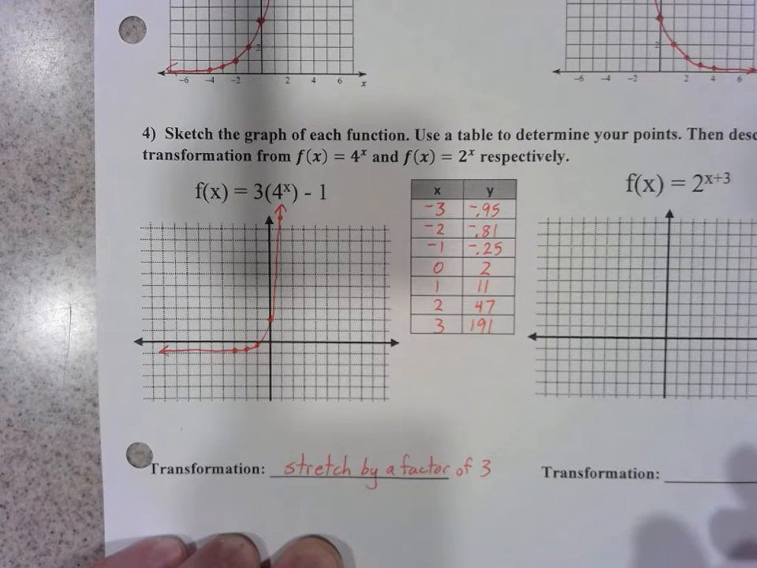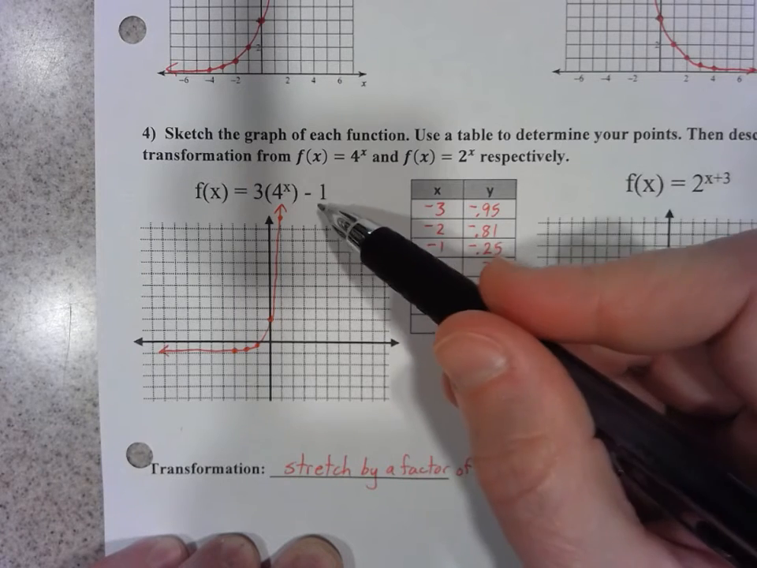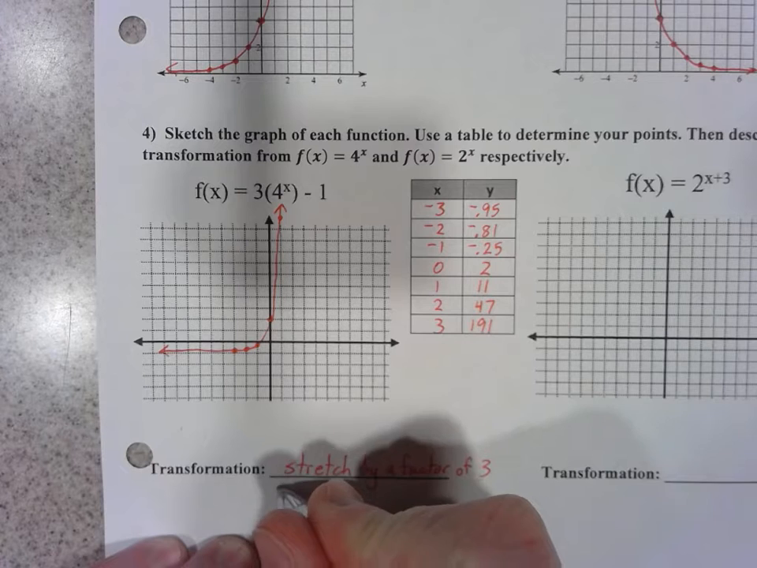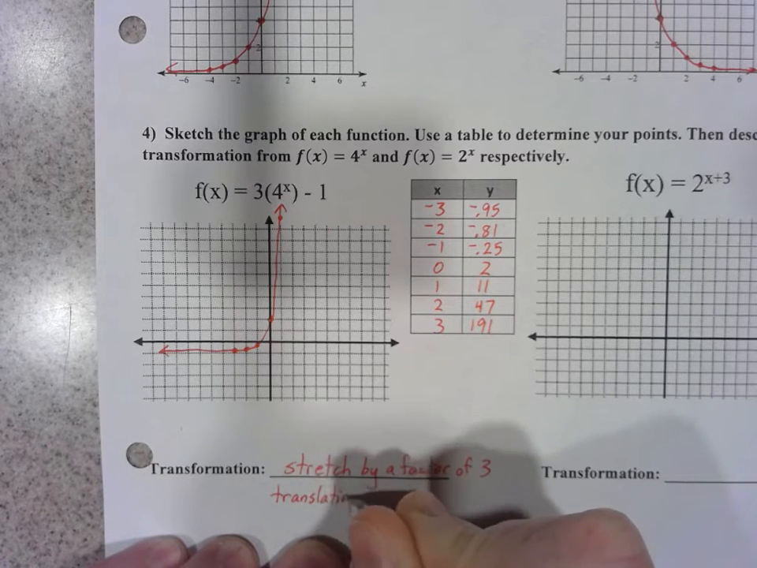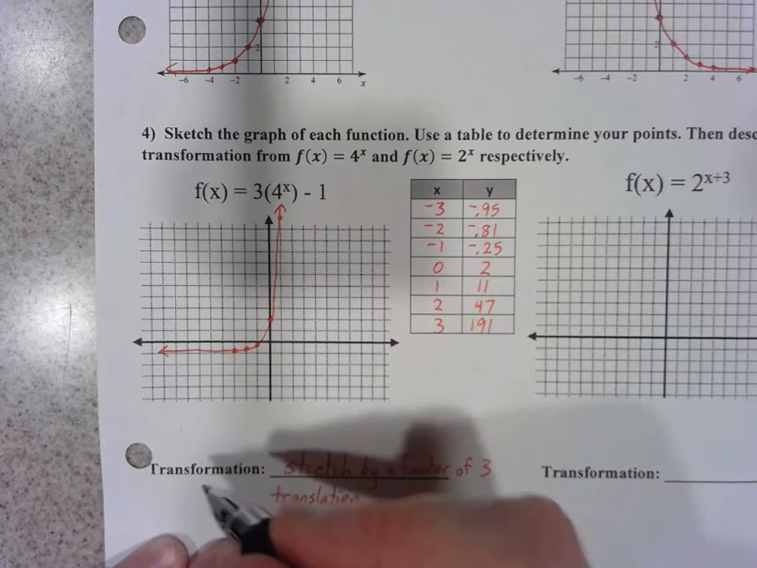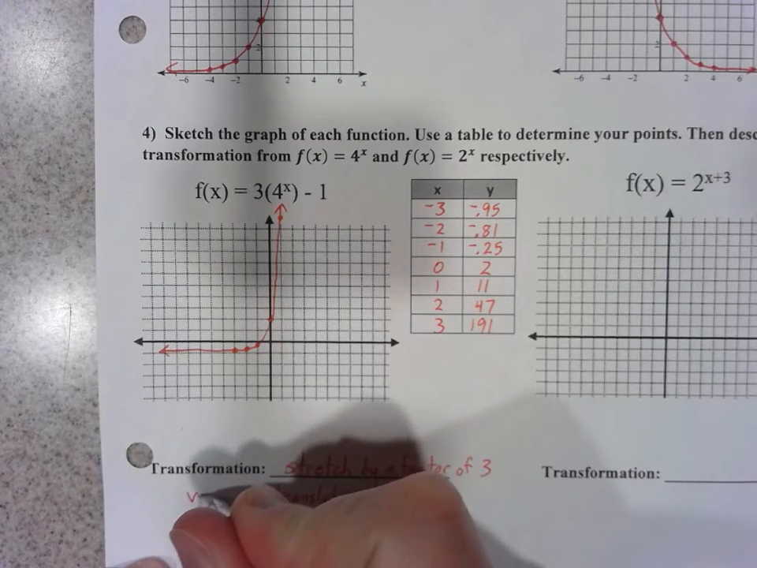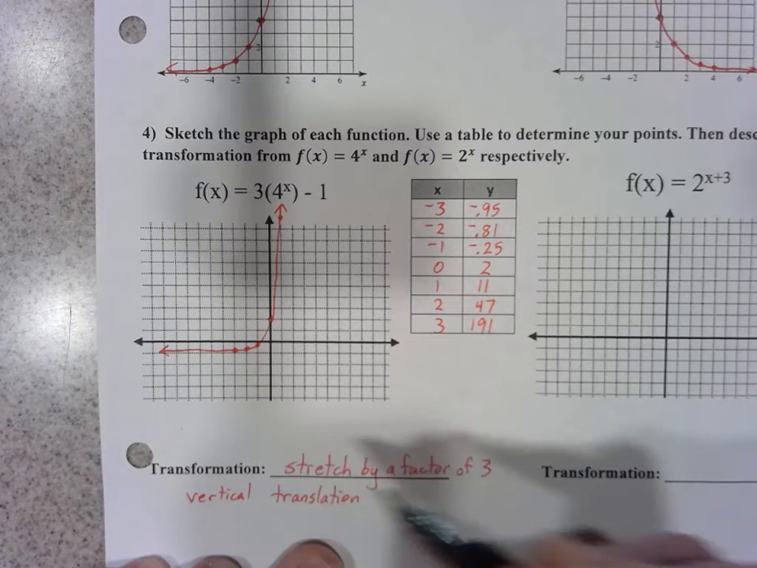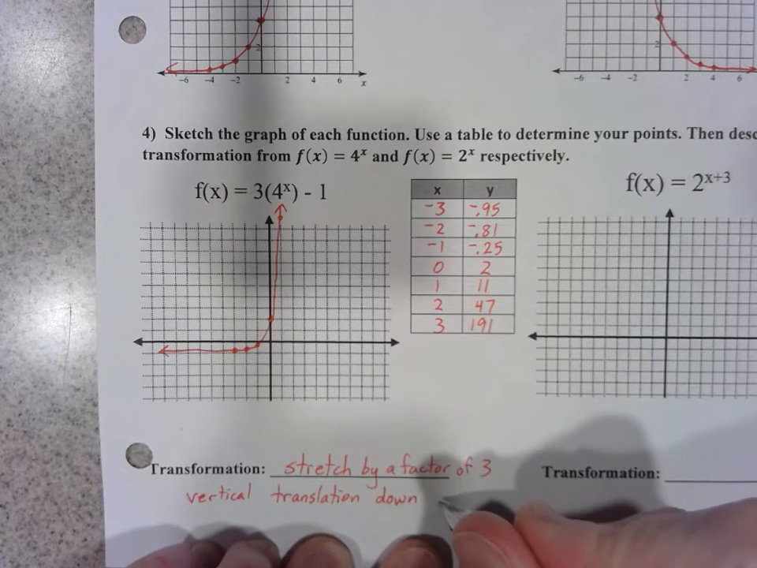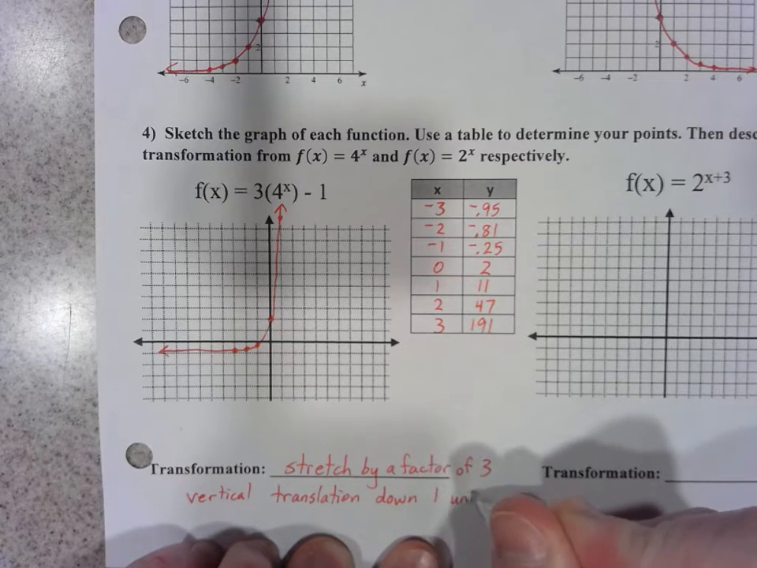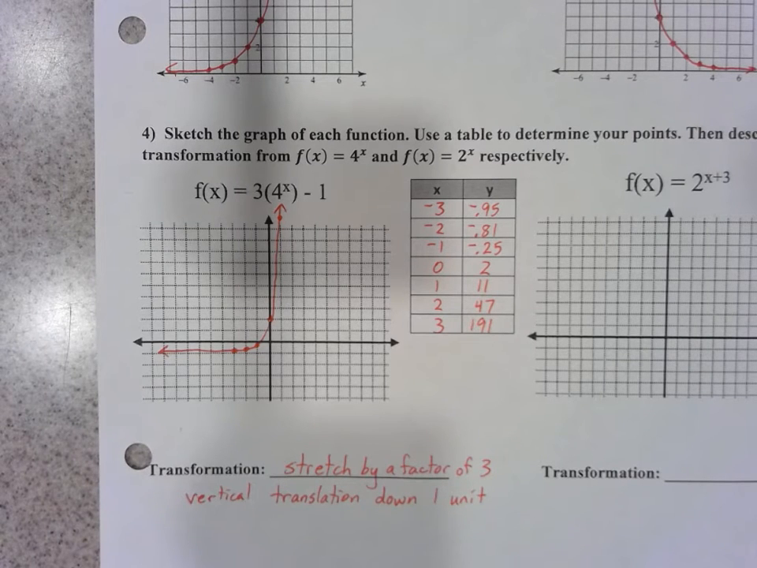It's going to translate, sorry, not horizontally, it's translating vertically, going down 1 unit. So I'm going to put vertical translation down 1, or down 1 unit. So we have a stretch by a factor of 3 and a vertical translation going down 1 unit.